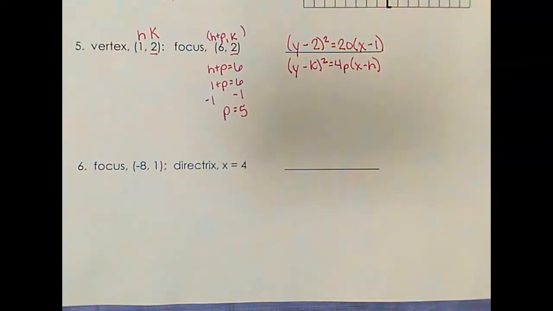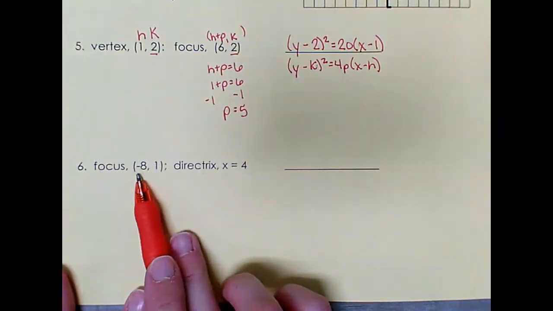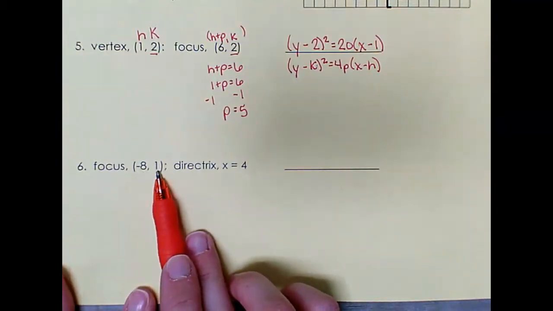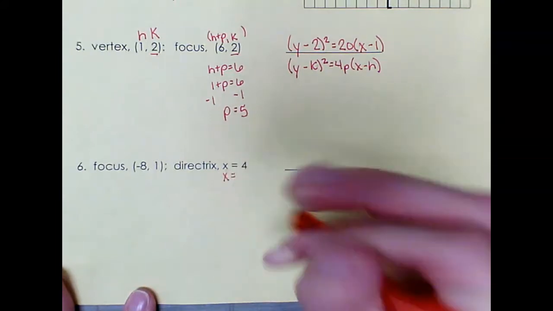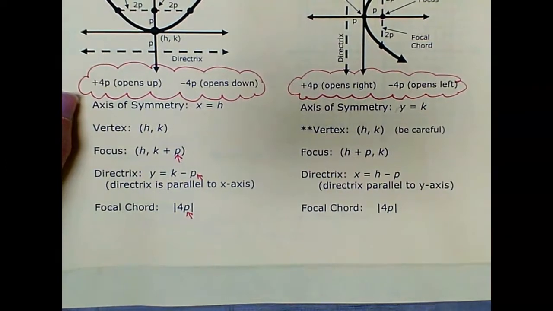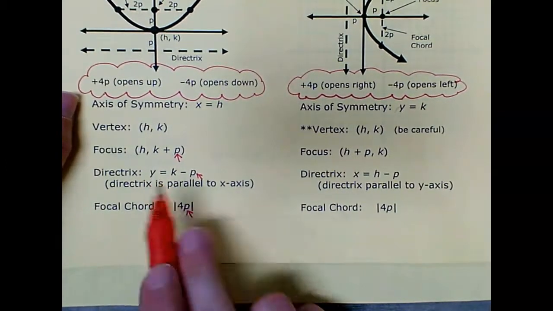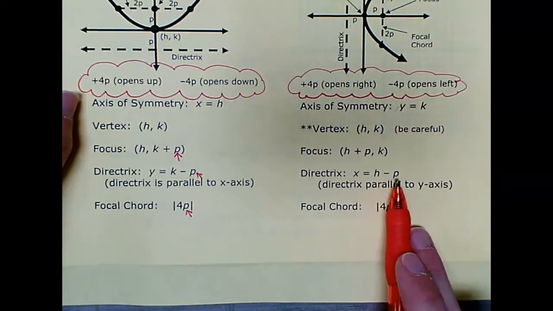All right. Last thing we have today is a focus and a directrix. We have a focus and we have a directrix. So we're not really sure if this focus is h plus p comma k or h comma k plus p. But we know that the directrix, since it's x equals, well there's only one format that has x equals for the directrix, and it's not the vertical parabolas, it's the horizontal parabolas. So x equals h minus p.